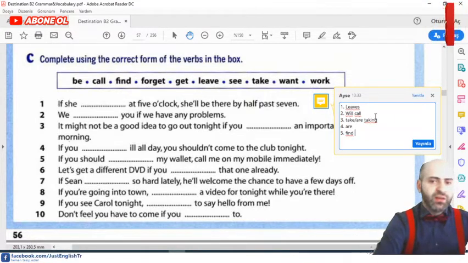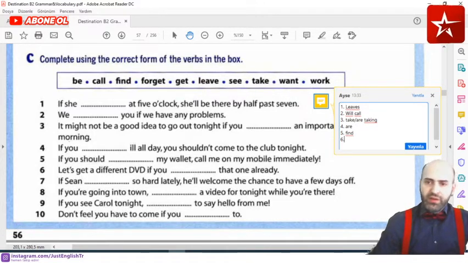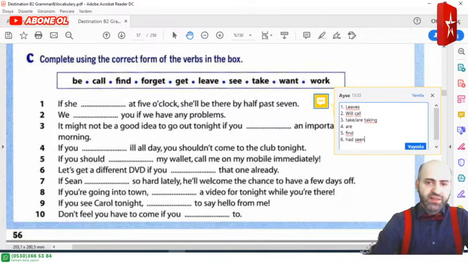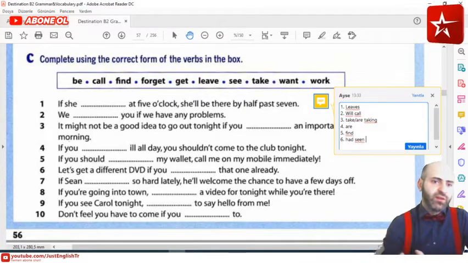Good job, Irina. Irina has the correct answer, and it is "if you had seen," because we are talking about the past. You had seen it in the past, okay?